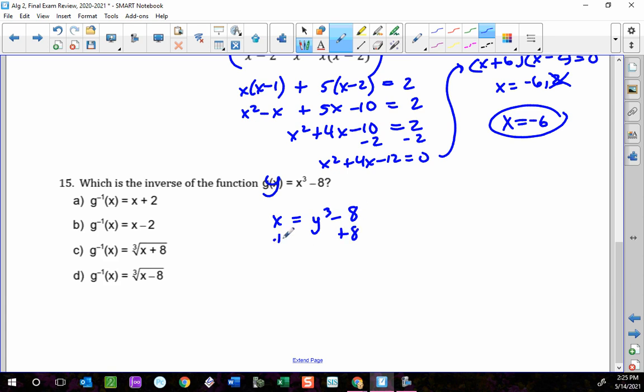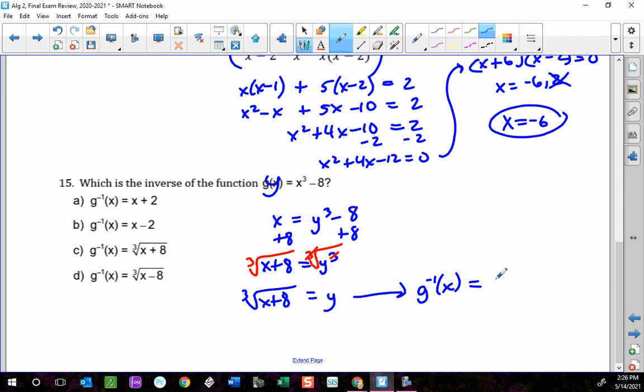So x plus 8 equals y to the third. To get rid of a y to the third, I do a cube root. So this knocks each other out. And then I get y equals cube root of x plus 8. Now, this started off with g of x, so this would be g negative 1 of x. That implies the inverse. And there's my answer, cube root of x plus 8. So there it is.